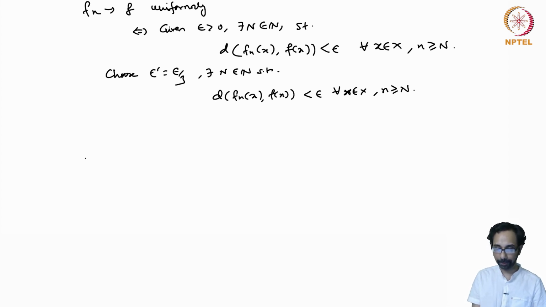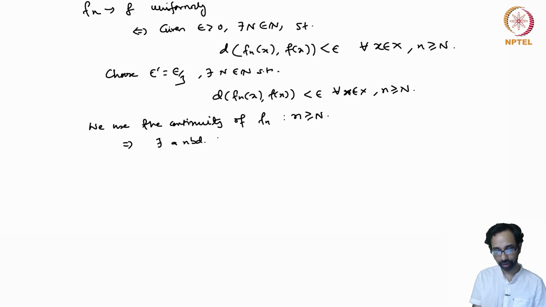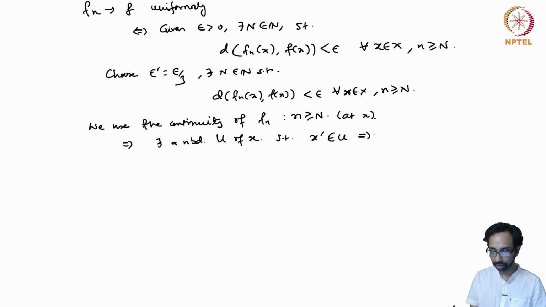So this holds, and now we use the continuity of f_n and we restrict to n greater than or equal to N. Then this implies, by continuity at x, that there exists a neighborhood U of x such that if x prime belongs to U, this implies that the distance between f_n(x) and f_n(x prime) is less than epsilon by 3.